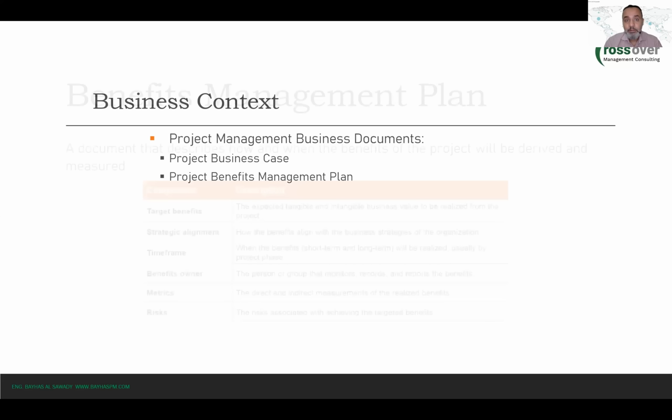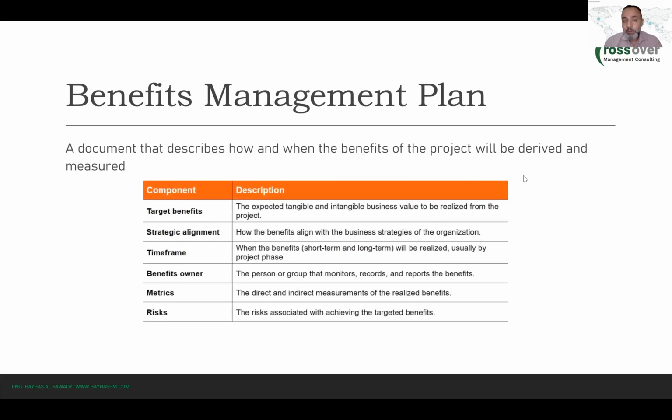So let's get to know a little bit more about, for instance, the benefits management plan. What are the contents of the benefits management plan? I think we explained that earlier, but just to remind you. So basically the benefits management plan, which is again not a part of the project management plan, is developed during the pre-project work, and it outlines the following. It outlines the targeted benefits. So what are the benefits that we are targeting from launching this project?